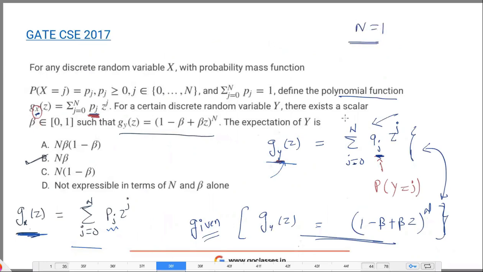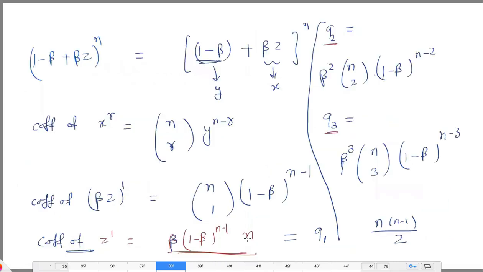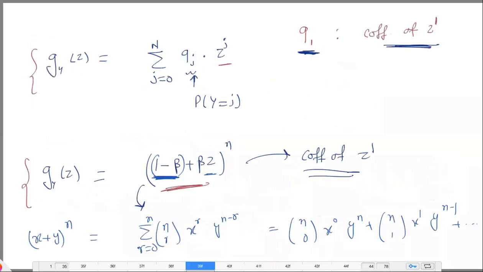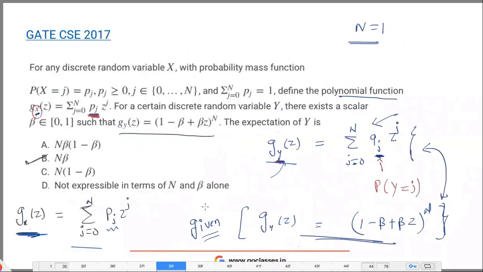Okay, let's just see that if I take n equal to 1, so at least you are convinced that D is not the answer. D is saying that expectation of y cannot be expressible in terms of n and beta. So you should be convinced with that. Why? Because you know that gyz is this, gyz is this, and once you get the q's by comparing the coefficient, I'm not going to the computation again, but once you get the q, then you know that you can find out the expectation like this. So you can find out the expectation basically. I mean, the answer is possible. It's not like the answer is not possible in terms of n and beta.